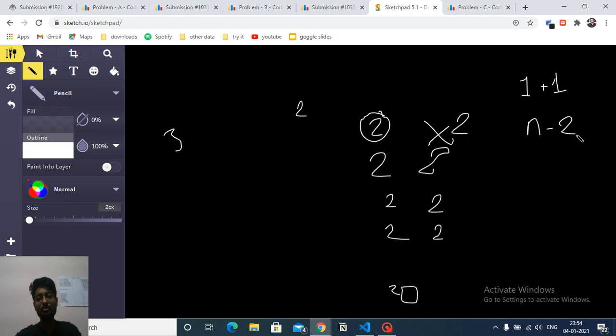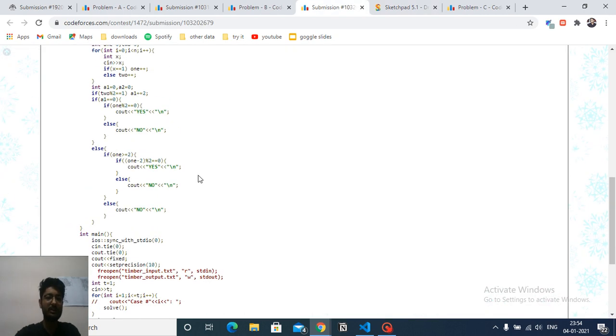Now n minus 2 is the number of candies of type 1, whose weight is 1, and they should be equally divided. How can you equally divide it? If n minus 2 is even, then only can you evenly divide them equally into both halves. If they're even, you can evenly divide it out. If they're odd, the answer is no. And that's the logic for this problem. It's very simple. You just have to think over the cases.